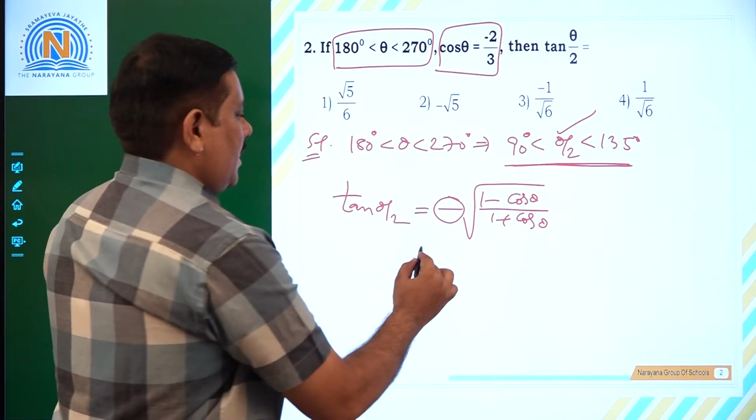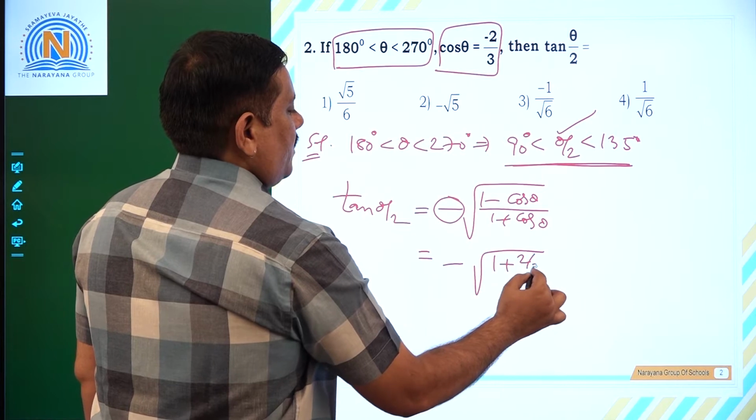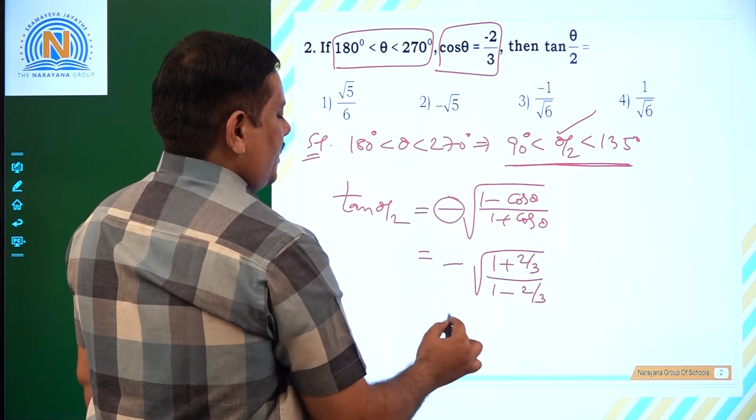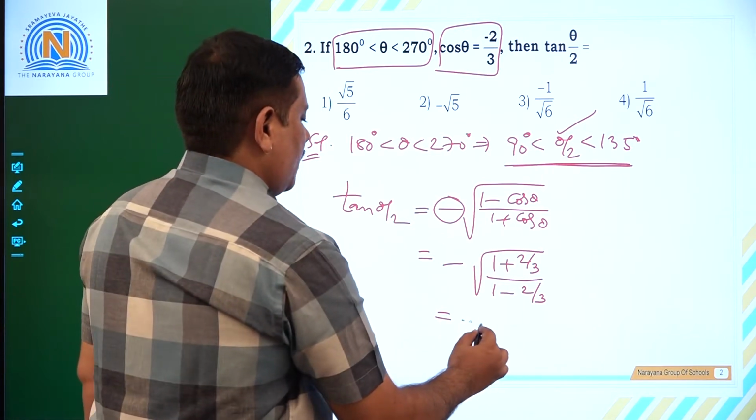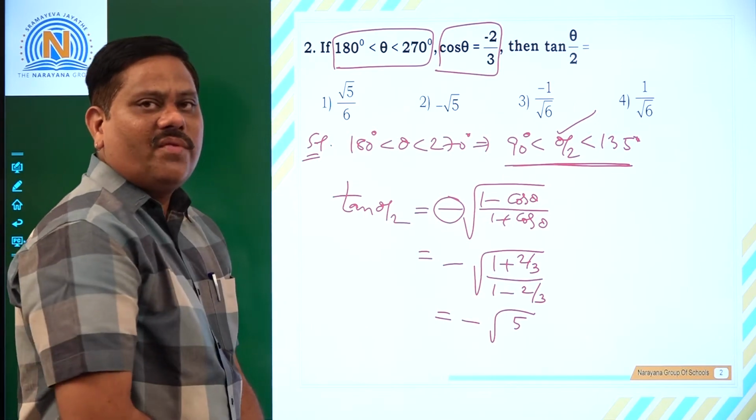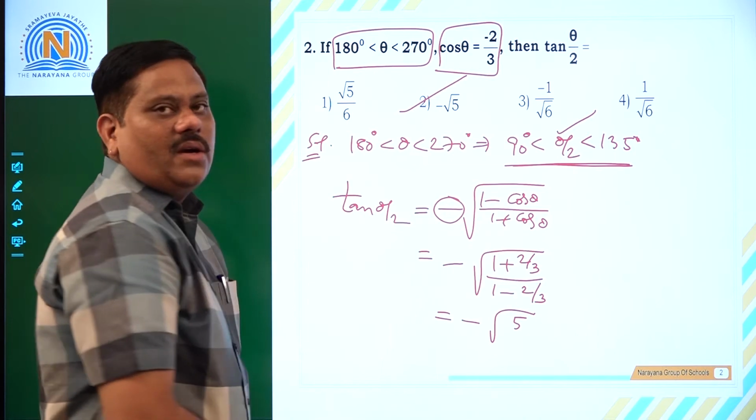Is it clear? That is equal to minus root over (1 minus cos theta) by (1 plus cos theta), which is (1 plus 2 by 3) by (1 minus 2 by 3). Plus becomes minus, minus becomes plus. So minus under root of (3 plus 2), that is 5 by 1, that's all. So minus root 5 is the answer for tan theta by 2. Minus root 5 is the second option for us.